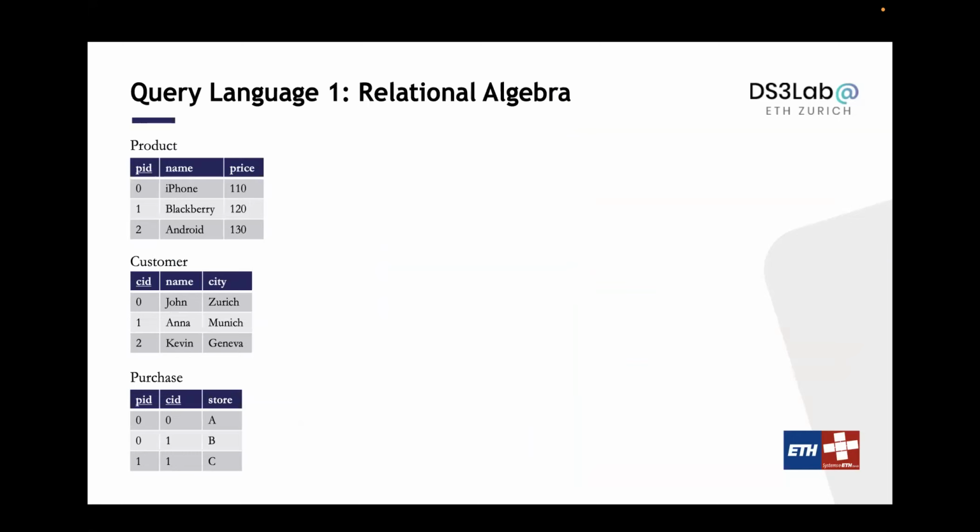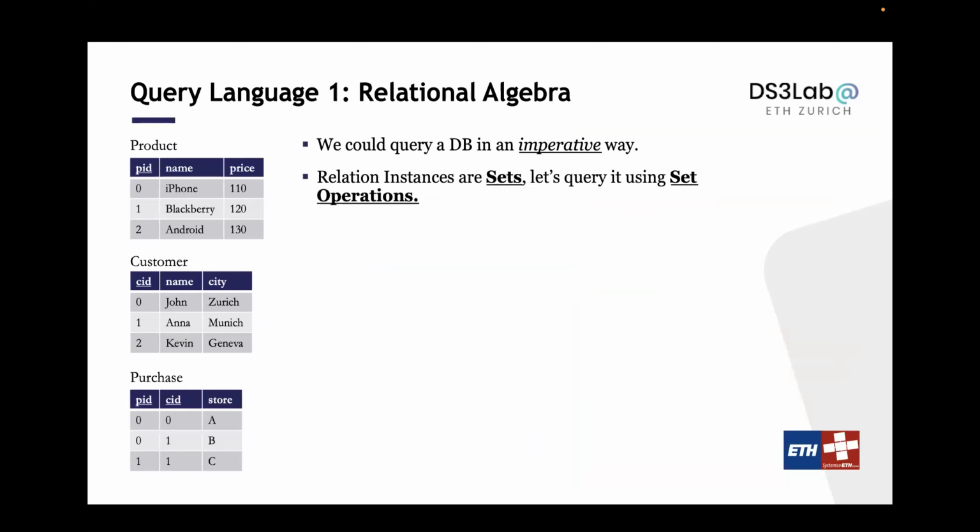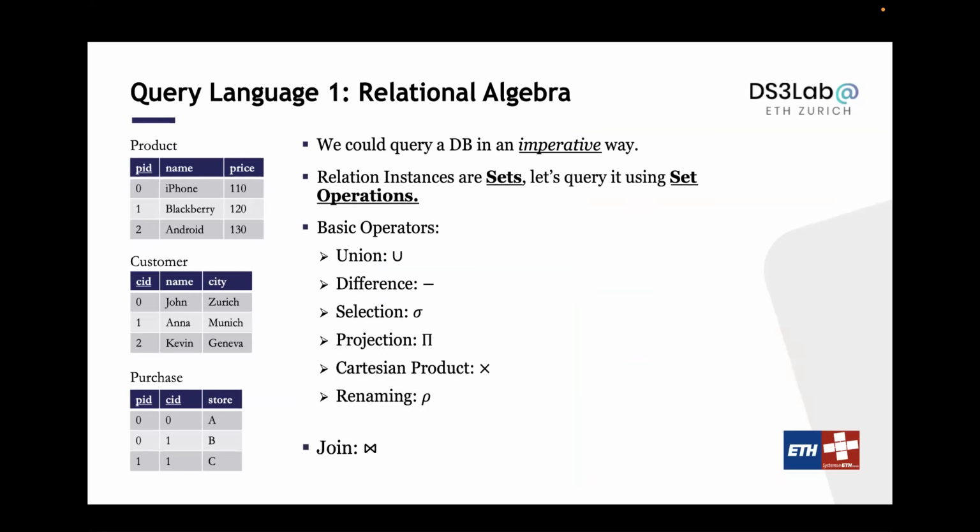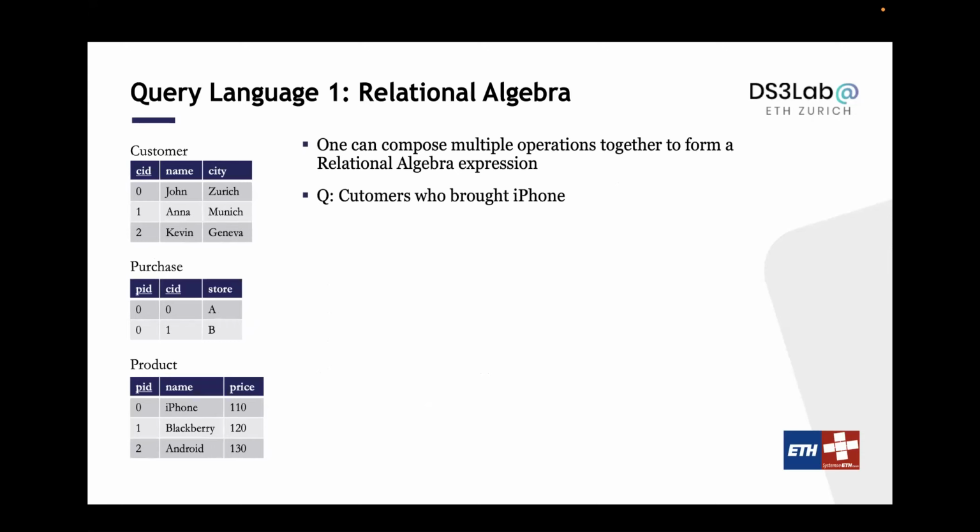The first query language that we talked about is relational algebra. Essentially, you can query your database in an imperative way. Because relational instances are sets, there is nothing stopping us from querying them using set operations. The basic idea is to define a bunch of basic operators: union, difference, selection, projection, cross product, renaming, and different types of joins. Then you can construct an expression tree from bottom to top. For example, if I have three different relations and my query is to find all the customers who bought an iPhone, you can write an expression that looks like this.